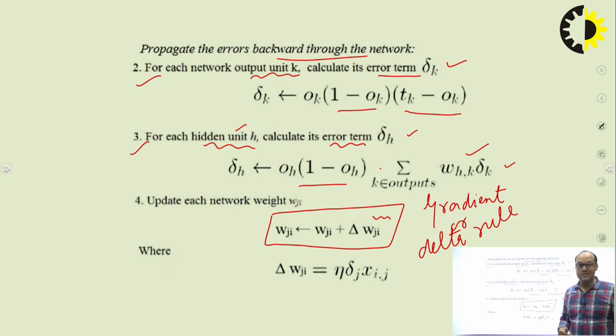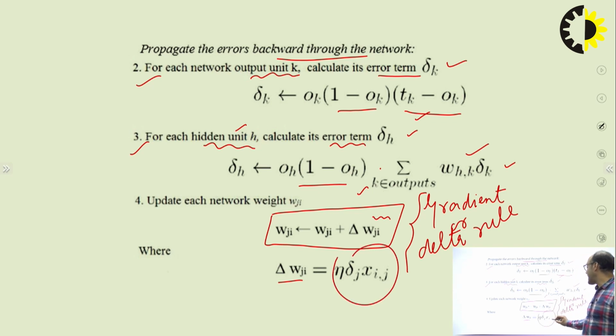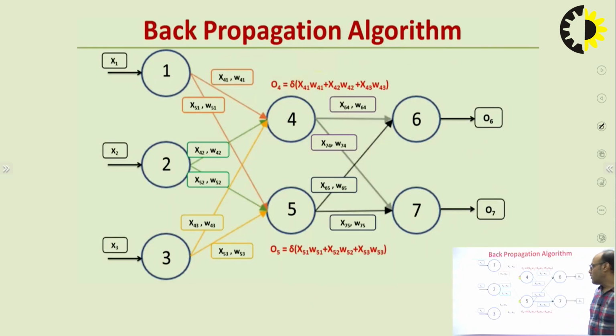Okay. Using this rule, these weights are updated. These are the calculations that take place using this method, gradient descent or the delta rule. And the weight wji is updated using eta delta j xij. So what is eta here? This is the learning rate, which we have taken as 0.5, for example. Okay. So how will this calculation take place?